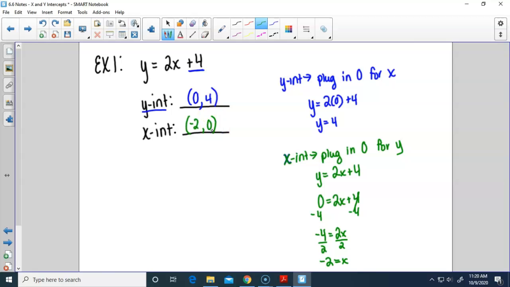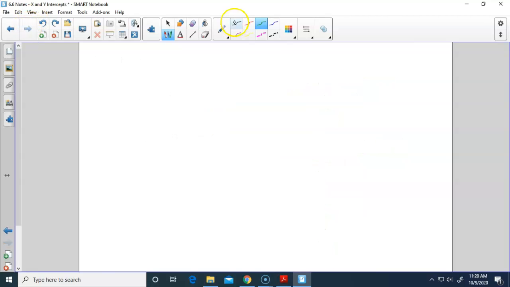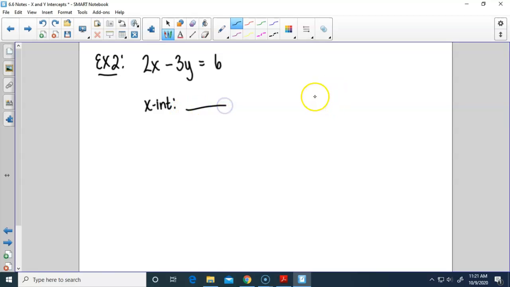Right? So let's try another one. Same thing, we'll find the x and y intercepts. So example 2, let's do a different type of equation. Let's do 2x minus 3y equals 6 here. I want to know the x-intercept, and I also want to know the y-intercept here.